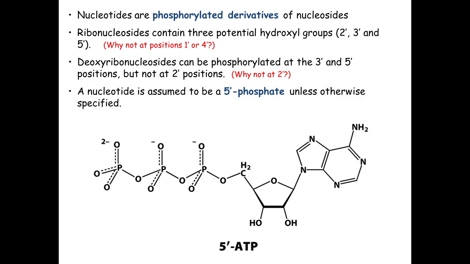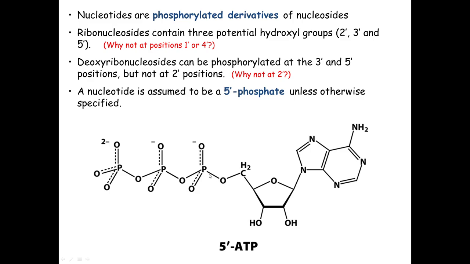Okay, so I wrote some questions on the slide here. It says ribonucleotides contain 3 potential OH groups, right? At 2, 3, and 5. Why not at 1 or 4? Well, number 1 is where the base is attached. That OH has been replaced by a base, so there's clearly no OH there. And number 4 is now involved in the ring, right? Remember we took our sugars and made them to their ring forms? The penultimate OH, the last chiral center, is the one that attacks the carbonyl and becomes involved in the ring, so it can't be an OH anymore. So that leaves OHs on numbers 2, 3, and 5.